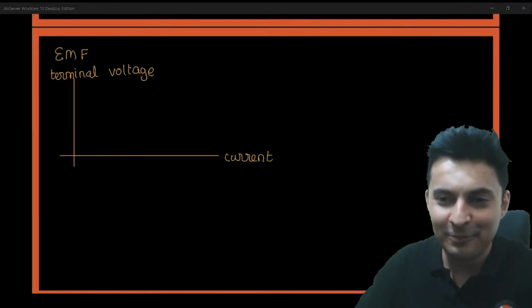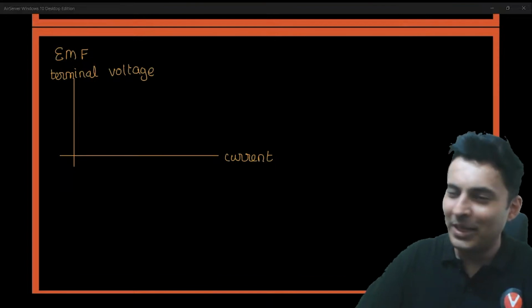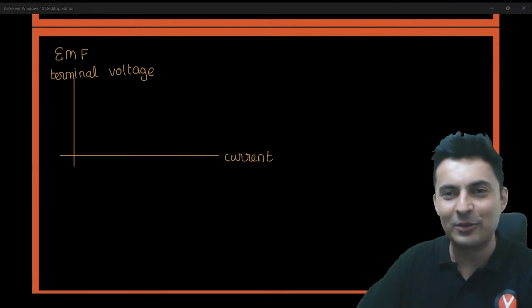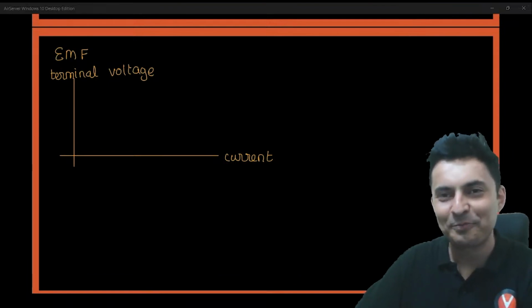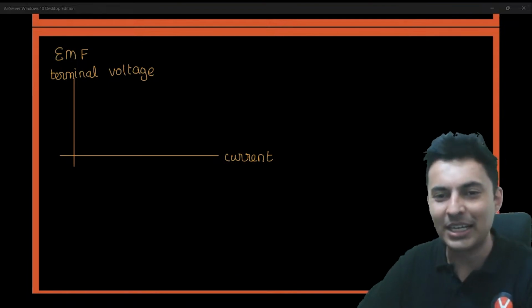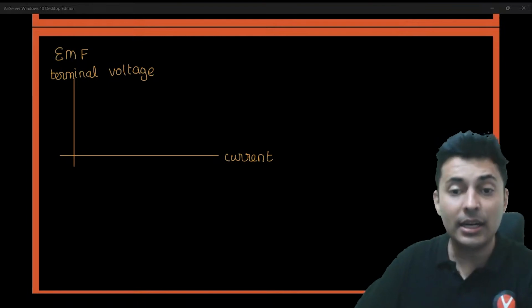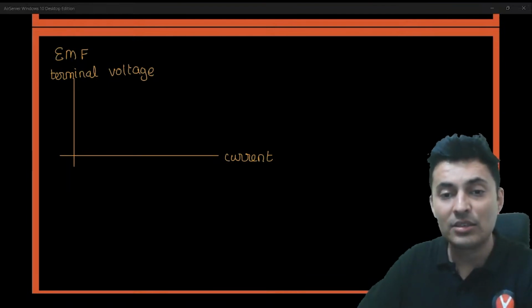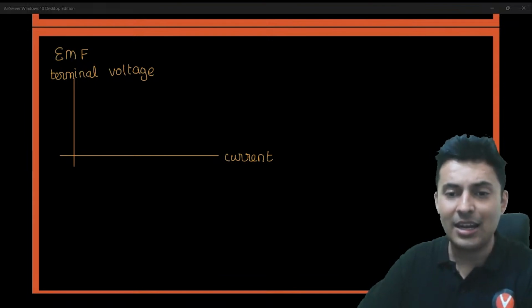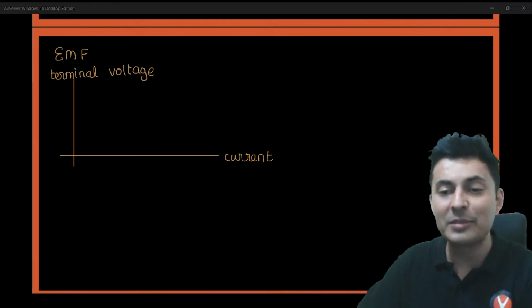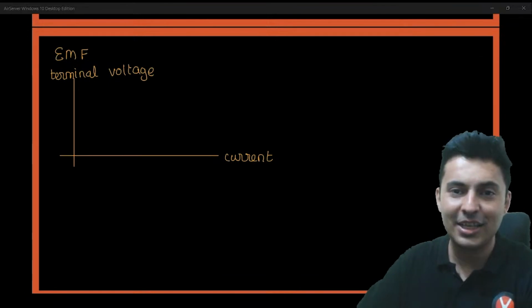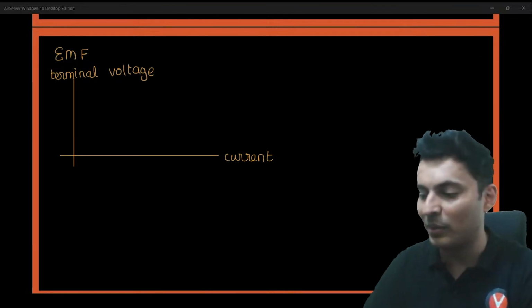Anybody knows this graph? Don't worry, it doesn't matter whether it is a studio or not. Gaining the knowledge is very, very important. Anybody remembers how this graph of terminal voltage will look like? Yes, come on, think about it. Now, I'll give you a hint. There are two scenarios over here. One is when the cell is shorted, and another is when the cell is basically open. So there are two variations over here.